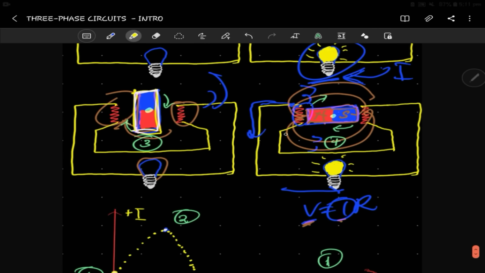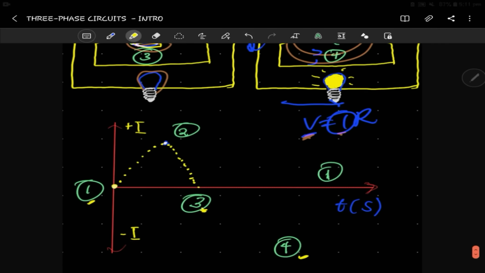So you see now, as we talked about polarity again, now that it's turning in the opposite direction, the polarity will change, and as a result the current waveform will be reversed. So the same procedure: as it turns from position 3 to position 4, as we see in the diagrams, it moves from 0 and gets to negative.